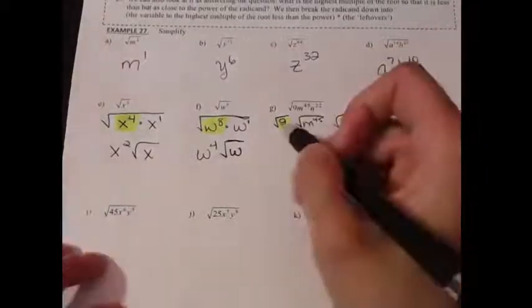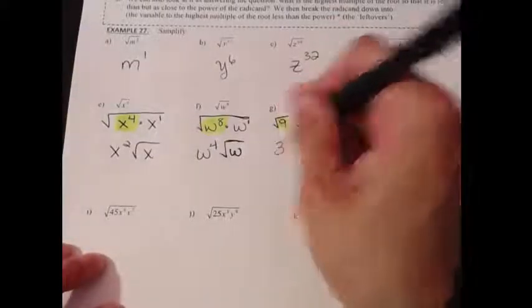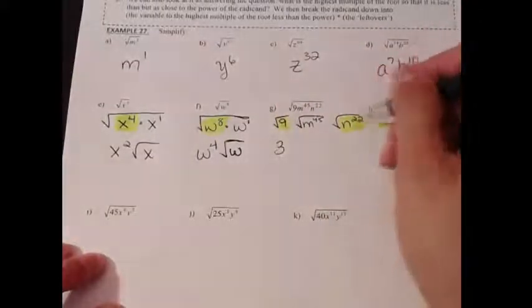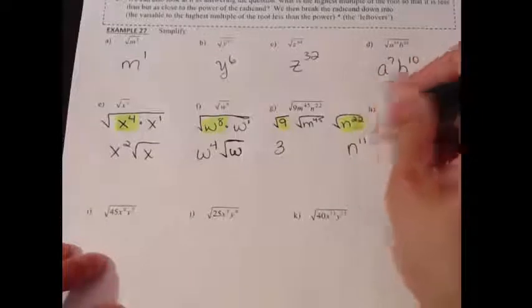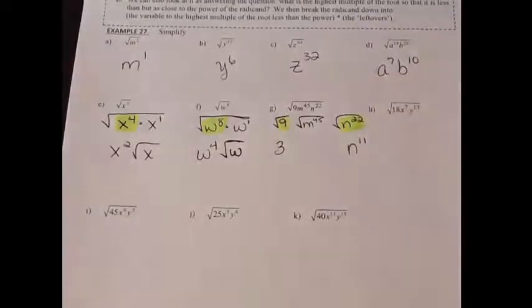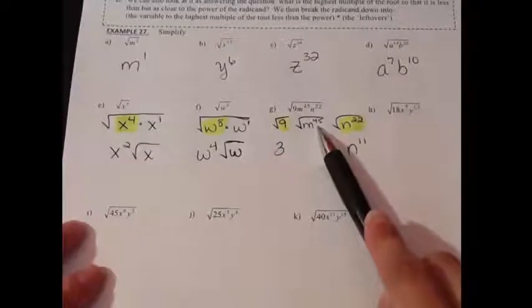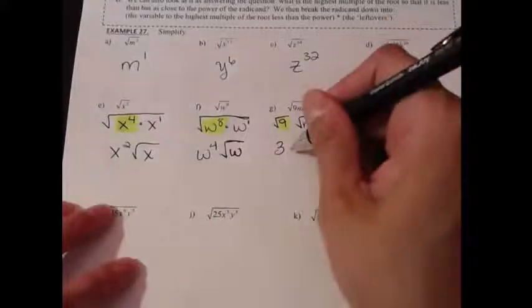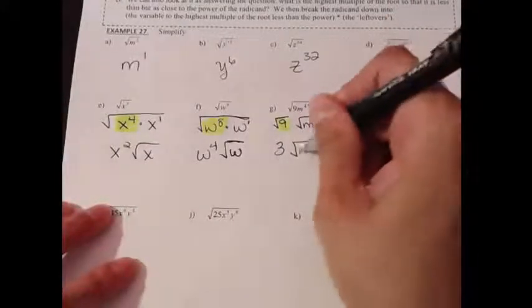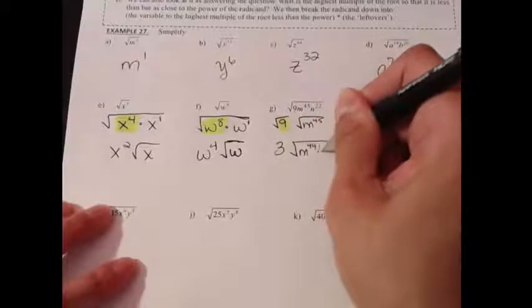Okay, the square root of 9 is 3. The square root of n to the 22nd is n to the 11, right? Because you cut that power in half. However, square root of m to the 45th, I can't cut that in half evenly. I could if that number were a 44. So I'm going to rewrite this as m to the 44th times m to the 1st.